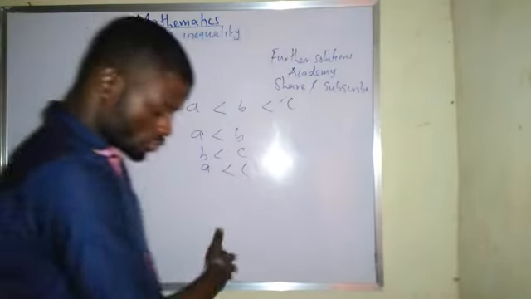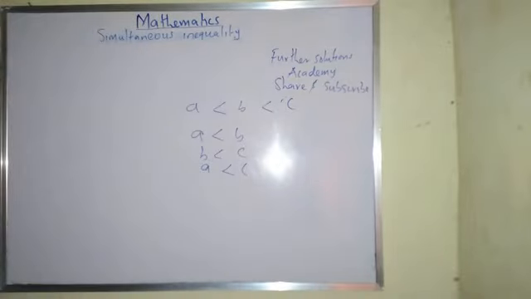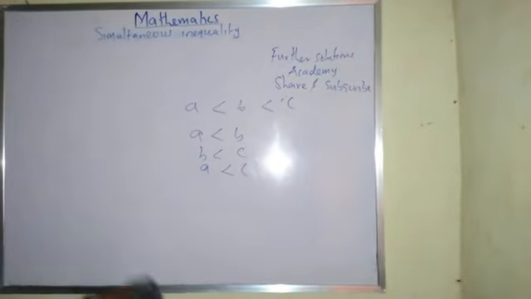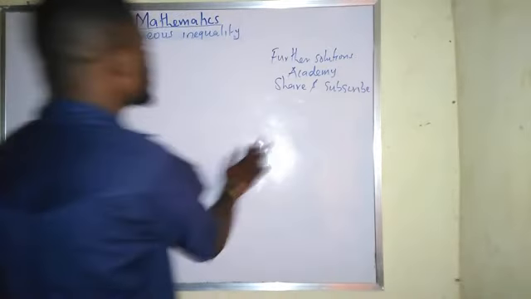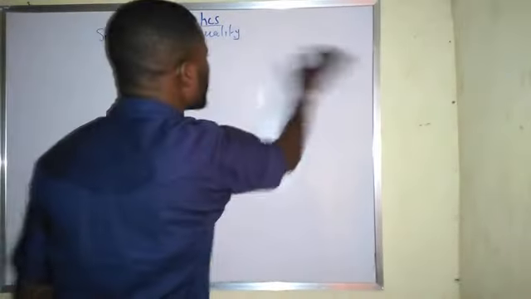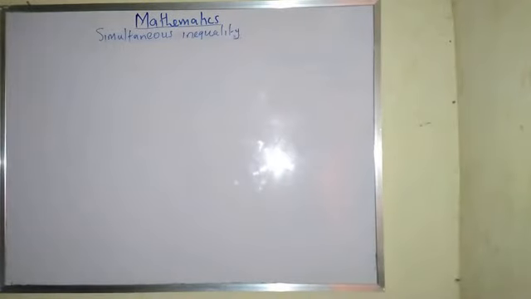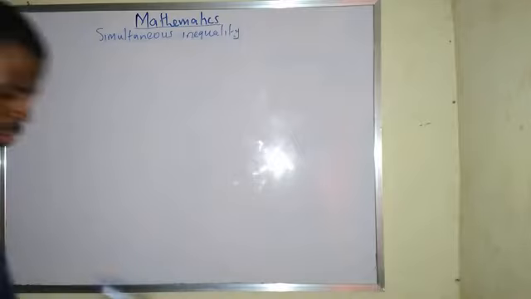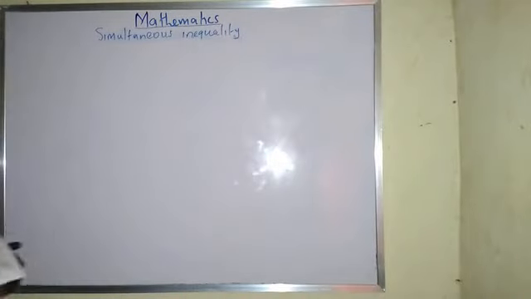When we go to year 2, we do this in more analysis, but I'm just going to show you the calculation part of it, which is for basic, secondary school and year 1 students. When we talk about simultaneous inequality, it means we're talking about two or more inequality signs. I have some questions here, and I would love to do just two with explanation.